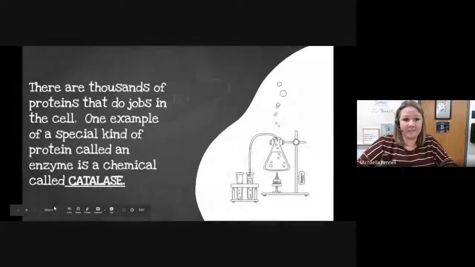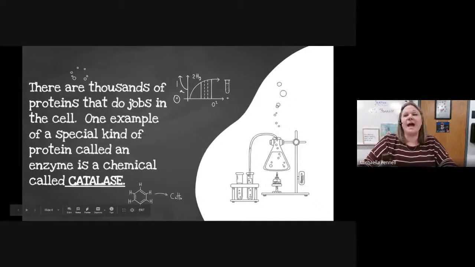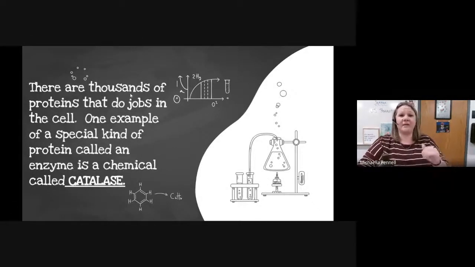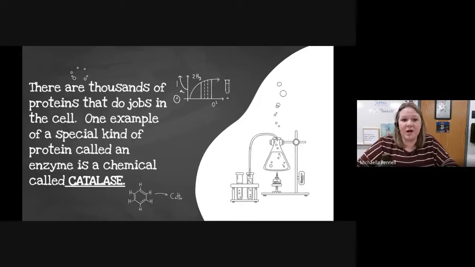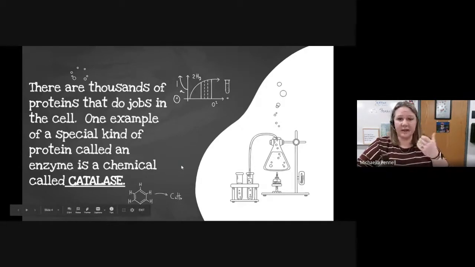There are literally thousands of these genes that make thousands and thousands, probably 100,000 proteins inside the cell. So we're going to work with one example of one protein that is found inside our cells today. It's called catalase. There's a gene that most living things have that will make this protein called catalase inside their cells.